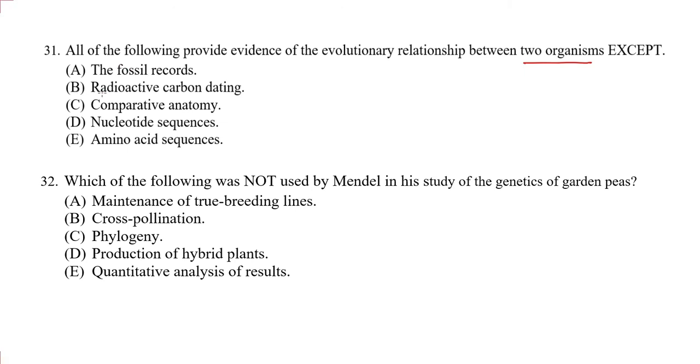31. All of the following provide evidence of evolutionary relationship between two organisms except A. Fossil record, number B. Radioactive carbon dating, number C. Comparative anatomy, number D. Nucleotide sequences, number E. Amino acid sequences. What do you think?